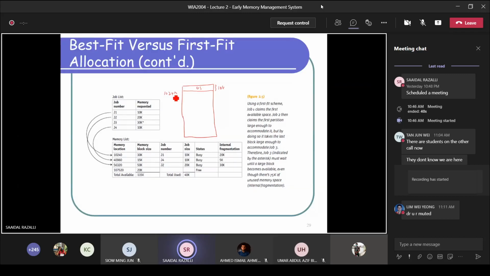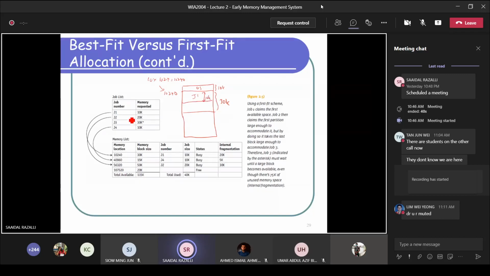So 10K is 10 times 1024 bytes, which is 10240. This is the first location. Job 1 is 10K, and the memory block size is 30K. So this is the 30K block, and J1 takes only 10K.